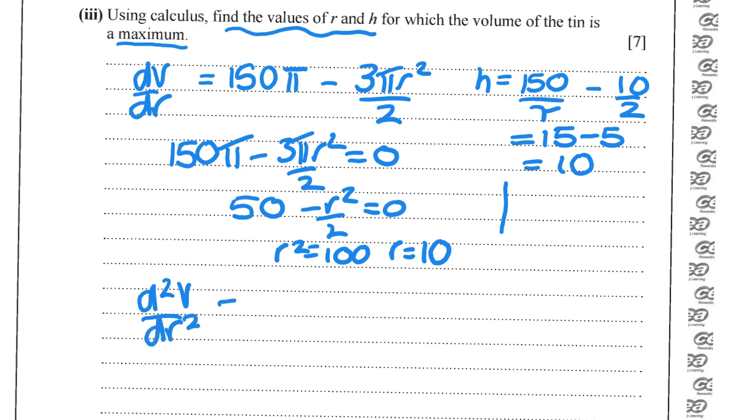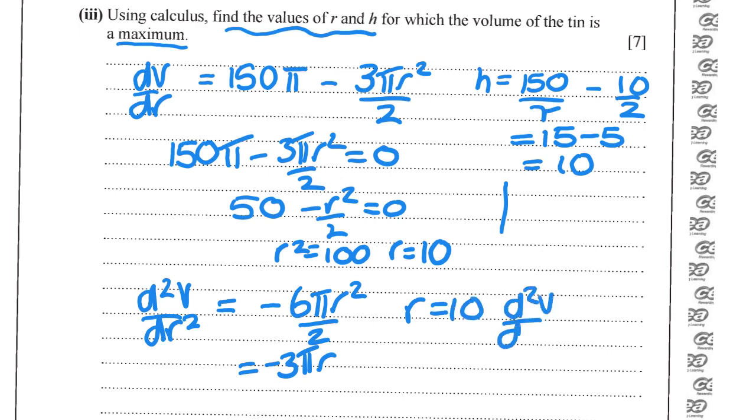150 pi differentiates to give 0, and 3 pi r squared over 2 will differentiate to give minus 6 pi r over 2, which is minus 3 pi r. When r equals 10, the second differential will be minus 30 pi, which is less than 0. Therefore, it is a maximum.